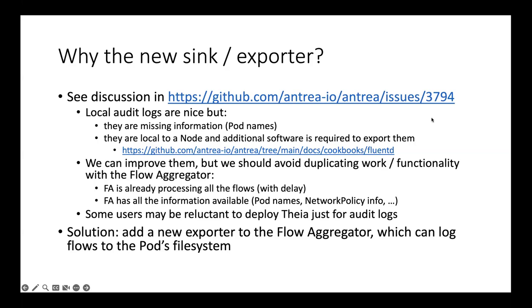Yeah, so there is a delay, but the flow aggregator already has all the flows and all the information, because after it performs the aggregation process, all the flows have been enhanced with all the necessary information. So pod namespaces, pod names for both sides of the connection, network policy info, we have the network policy name, the rule, the network policy action performed by that rule. So we have a lot of information. And so all that information is already in the flow aggregator.